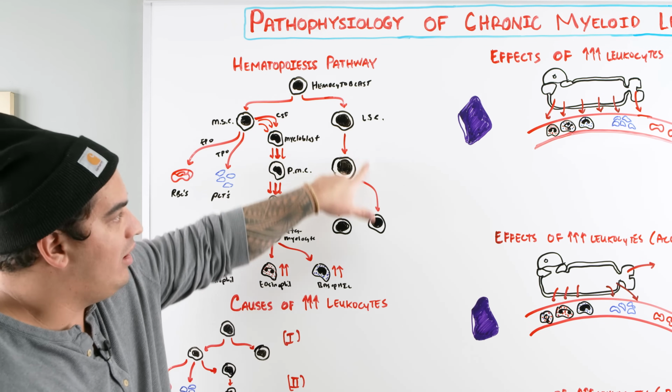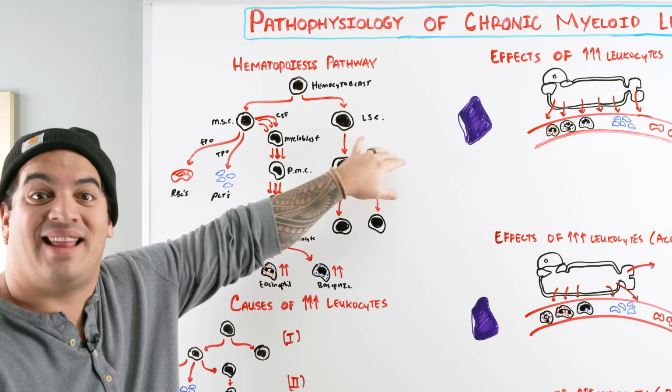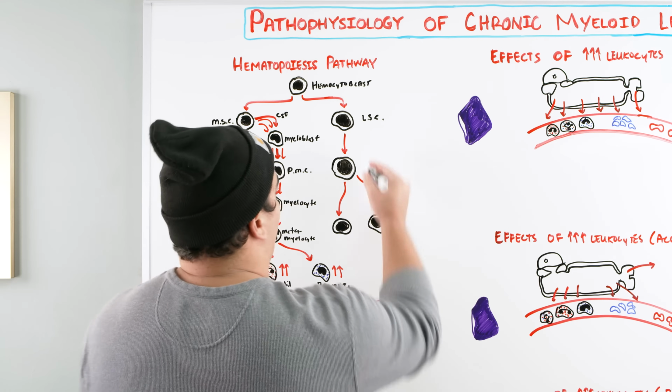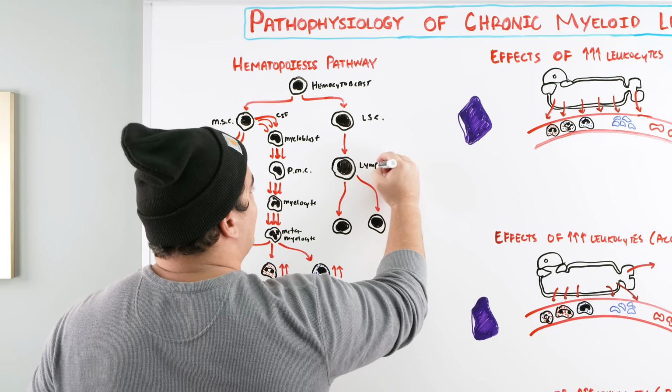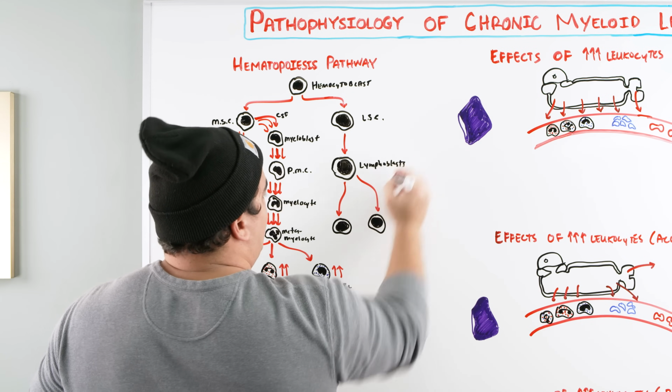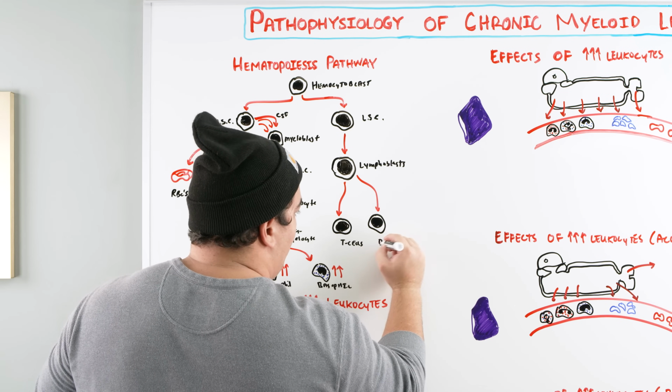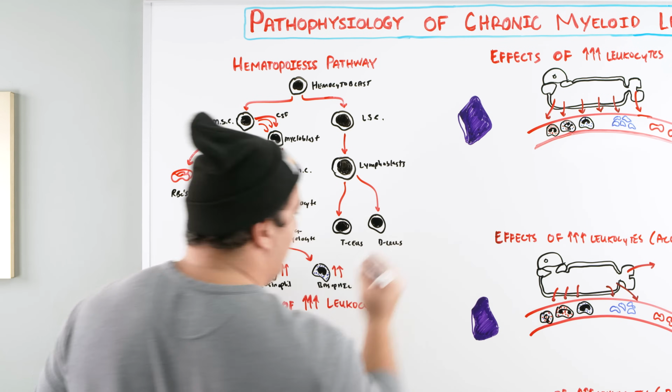We're not going to focus on the lymphoid stem cell line because we'll talk about that in CLL, but you know the lymphoid stem cells, with the same concept, go on to become lymphoblasts, and then the lymphoblasts further differentiate into T cells and B cells, or B lymphocytes and T lymphocytes.